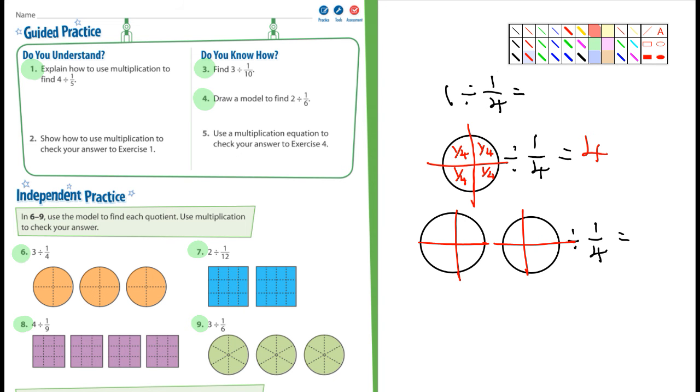Now, what if I wrote something like this? 1 divided by 1/3. Think about it for a moment. Well, you're wondering how many 1/3s fit in a whole. The answer's 3.